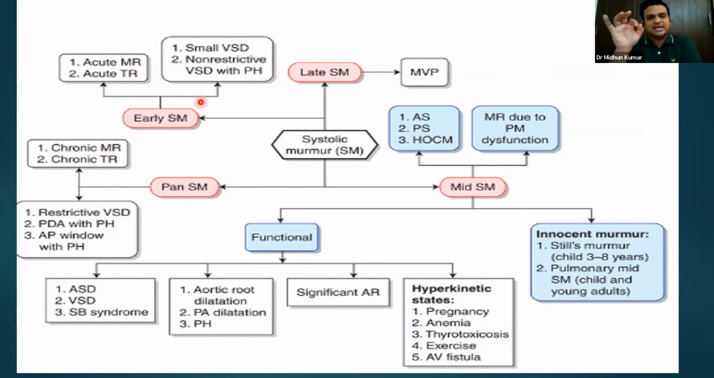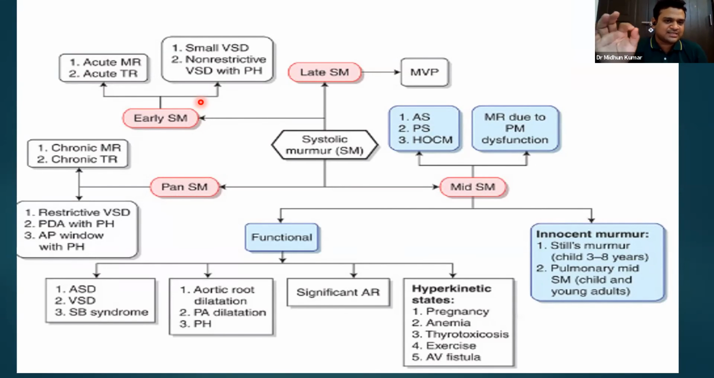The moment you say early systolic murmur or pansystolic murmur, there are only three conditions. It can be mitral regurgitation, tricuspid regurgitation, or VSD. Because in all these three conditions, it does not depend upon the opening of the semilunar valves.